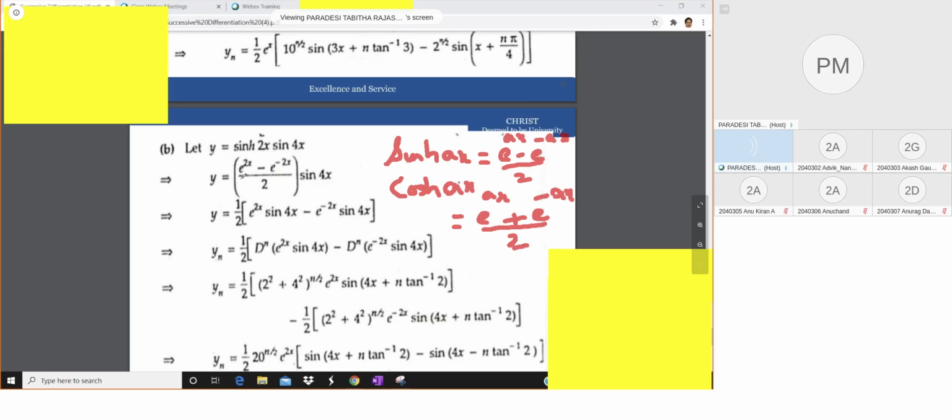So then he's converted sine into exponential functions. Then he took the half ahead, then exponential function into sine 4x. So look at this first one. Give me the values of a and b here, for the first expression.